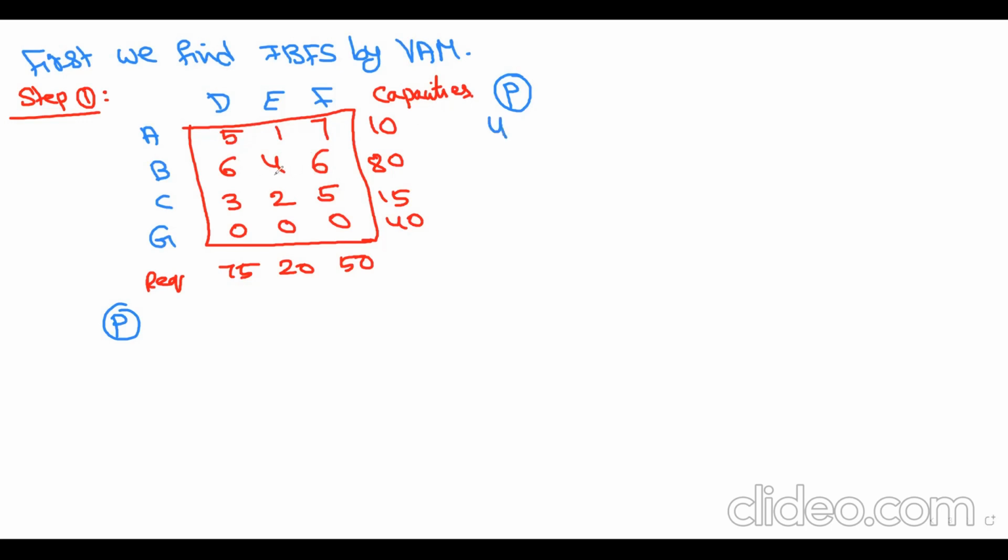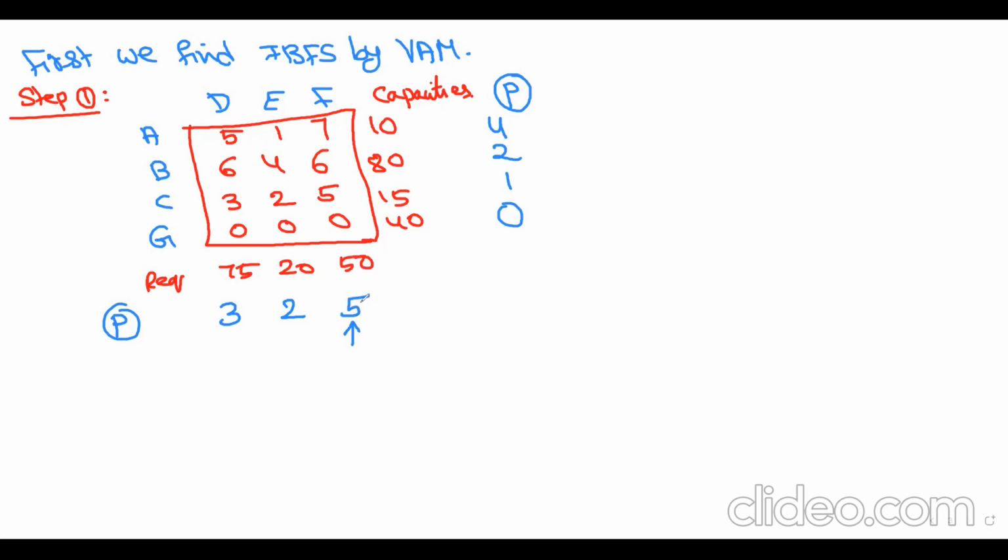Next here, least element is 4, next least element is 6, difference is 2. 3 and 2, 1. Here, 0. Column wise, the least element is 0, next least element is 3, so the penalty is 3. Here 2, here 5. And now the highest penalty is 5. In this column, the highest penalty is 5.